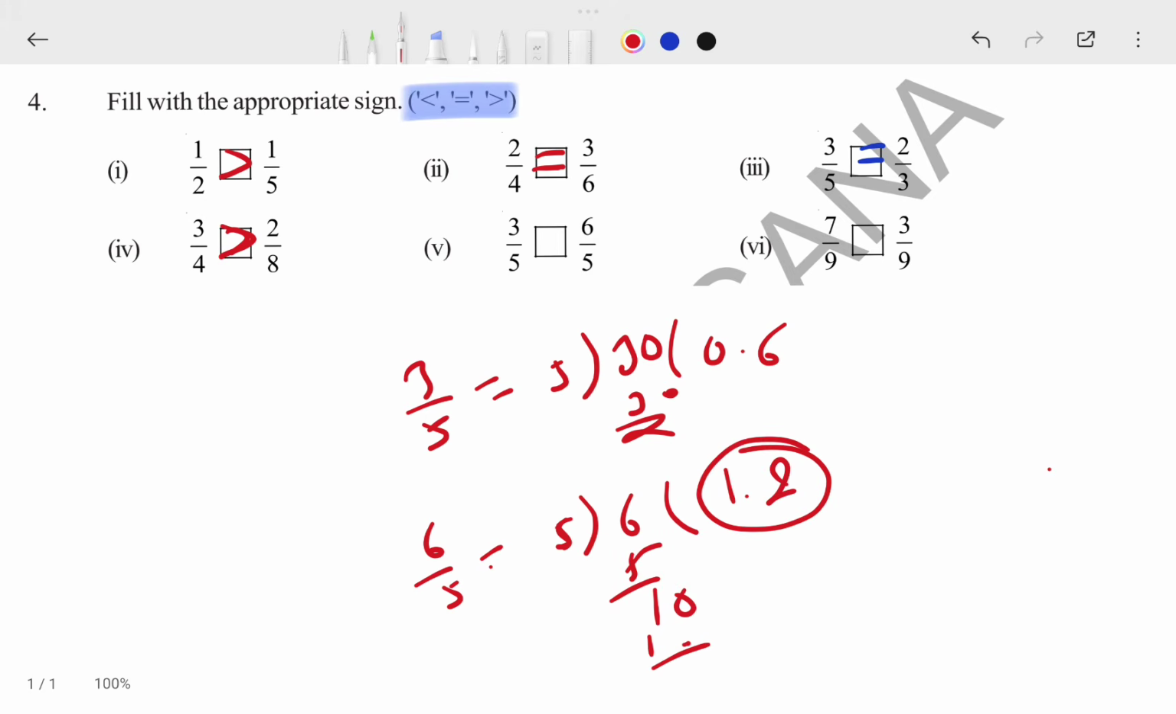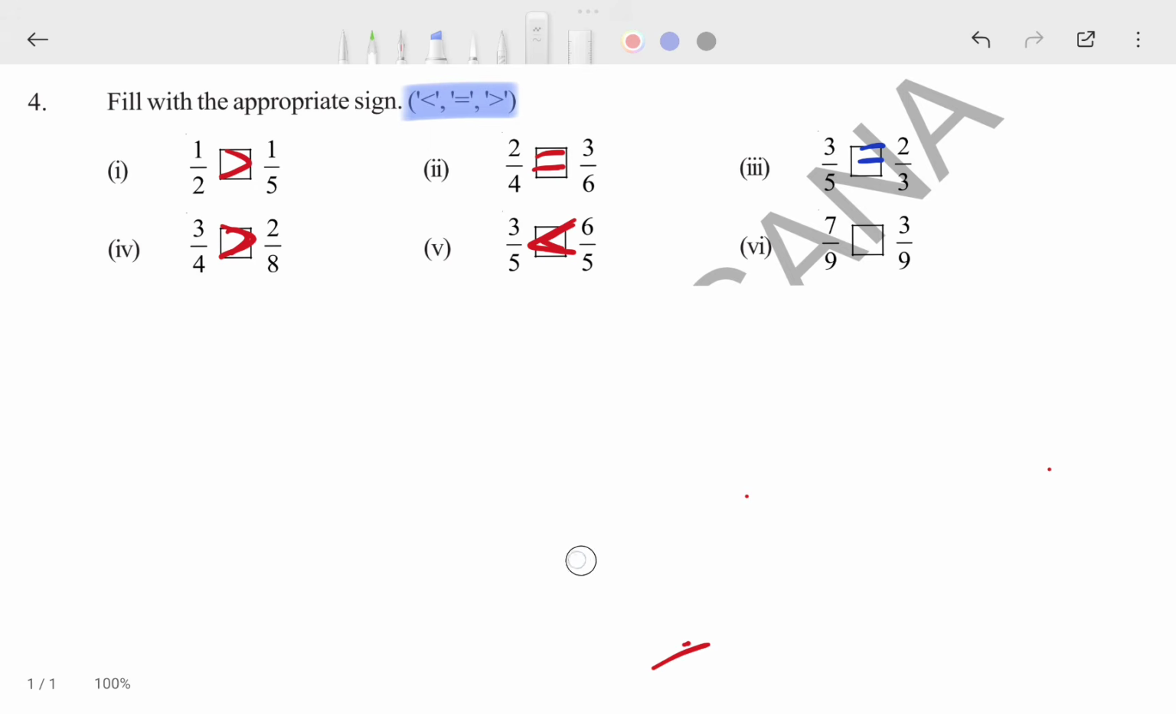So this is 1.2, which is greater? This 1.2 is greater, so this number is greater here. Okay? So always remember, just looking at the numbers you cannot say that this one is greater or not greater. You have to have some points on which we can say this number is greater or this number is not greater. Actually, in this case, I did this one wrong.